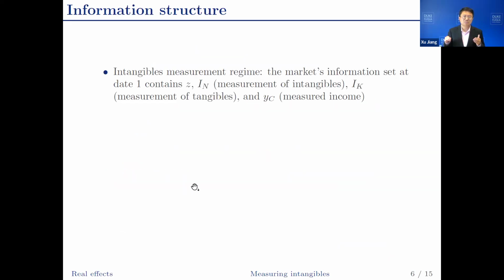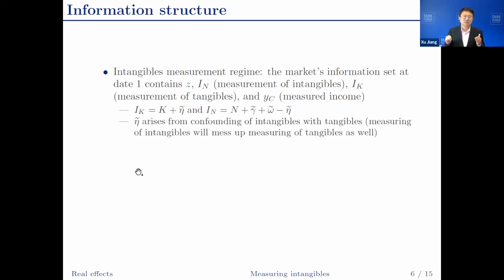Now for the intangibles measurement regime, the market's information contains Z, IN, the measurement of intangibles, IK, the measurement of tangibles, and YC, measured income. In this case, IK is not K, it's K plus noise. IN is not N plus gamma, it's N plus gamma plus 2 pieces of noise. First, talk about the first noise. It arises from confounding intangibles with tangibles. It is not hard to think about examples of assets where it's very hard to differentiate, to separate the tangible components and intangible components. This means that measuring of intangibles is going to mess up measuring of tangibles as well.